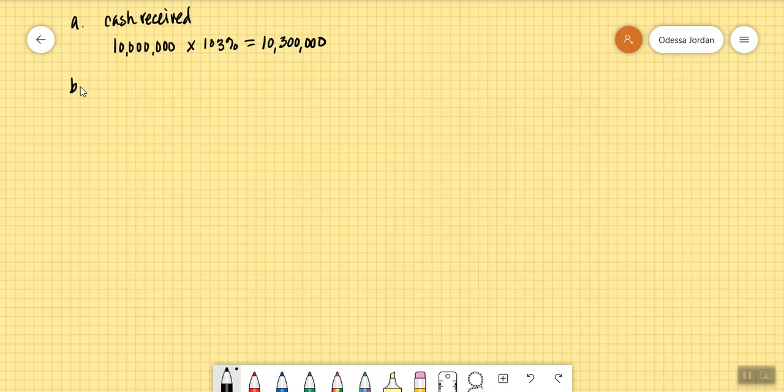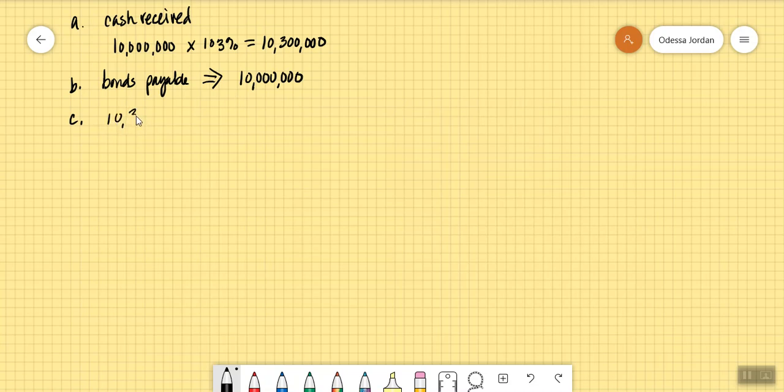So B asks us what is the amount of bonds payable? Well, they give us that, don't they? They told us it's $10 million. All right. C. What's the difference between these two?